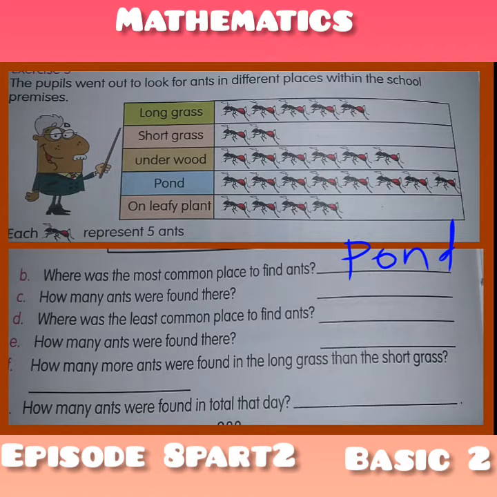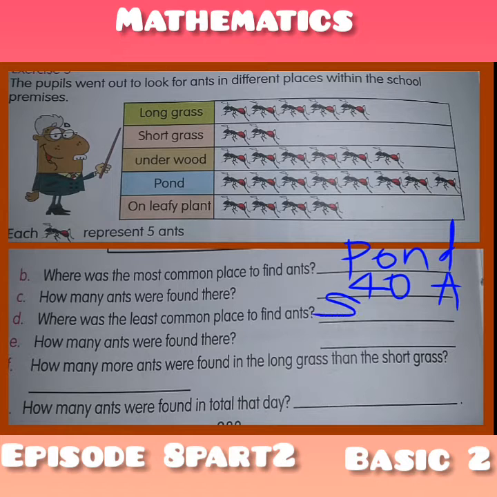How many ants were found there? We just said 40. We use letter A for ants. So 40 ants. Where was the least common place to find ants? That was the short grass area.